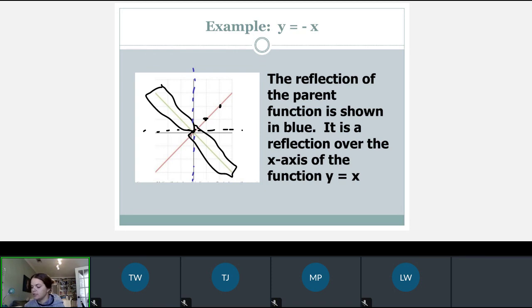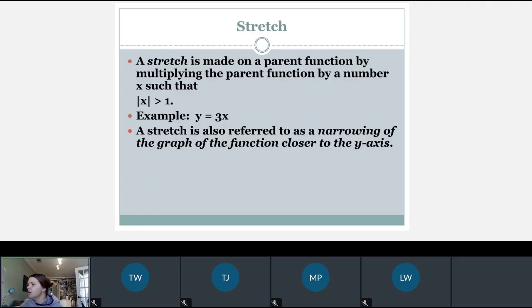Okay, so if all of a sudden your function goes from positive to negative, it is a reflection over the x-axis. All right, let's talk about some shrinks and stretches, and then we will get to working some problems together.